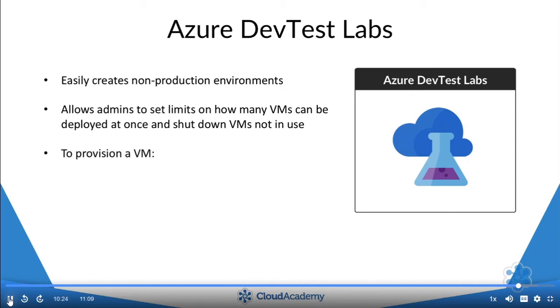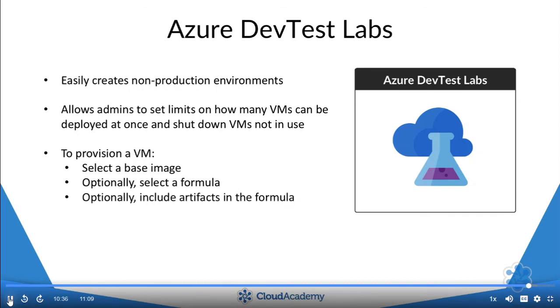To provision a VM, you can select a base image that has all of the necessary tools pre-installed. You also have the option to select a formula, which is a list of settings to use when creating the VM, such as its size and virtual network. You can also specify artifacts in a formula. This is how you can deploy your application on the VM. Artifacts are JSON files that say how to install your application.